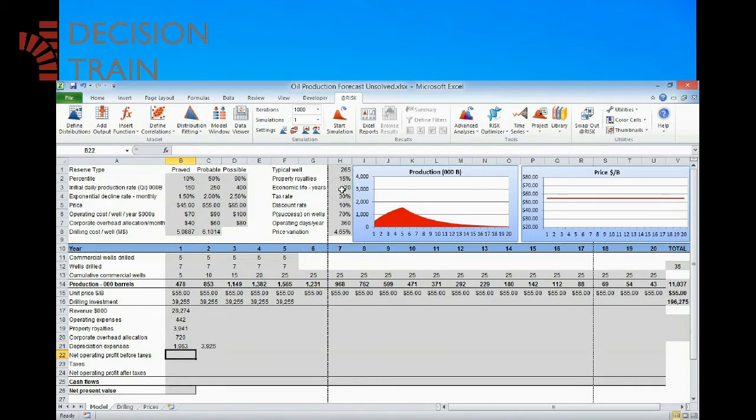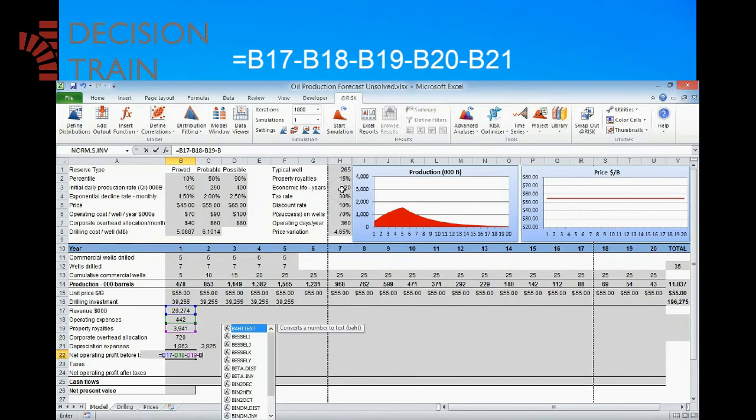71. On cell B22, write the following function to calculate net operating profit before taxes. Equals B17, minus B18, minus B19, minus B20, minus B21. In other words, net operating profit before taxes is calculated as revenue minus operating expenses, minus property royalties, minus corporate overhead allocation, minus depreciation.